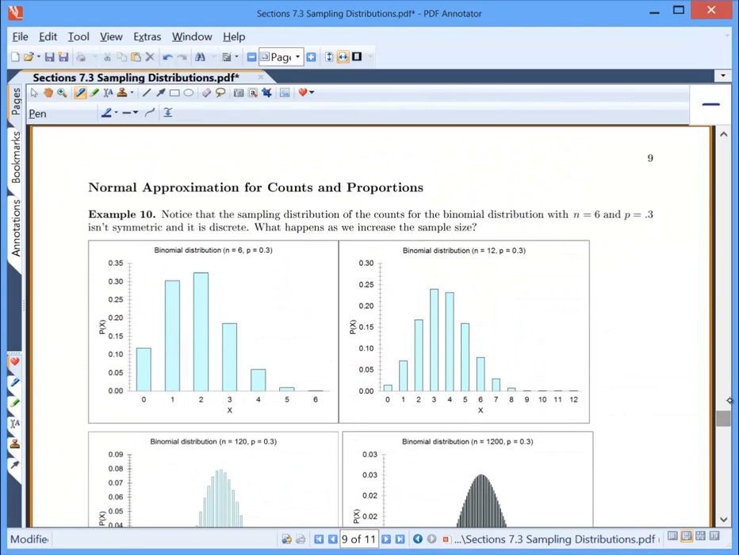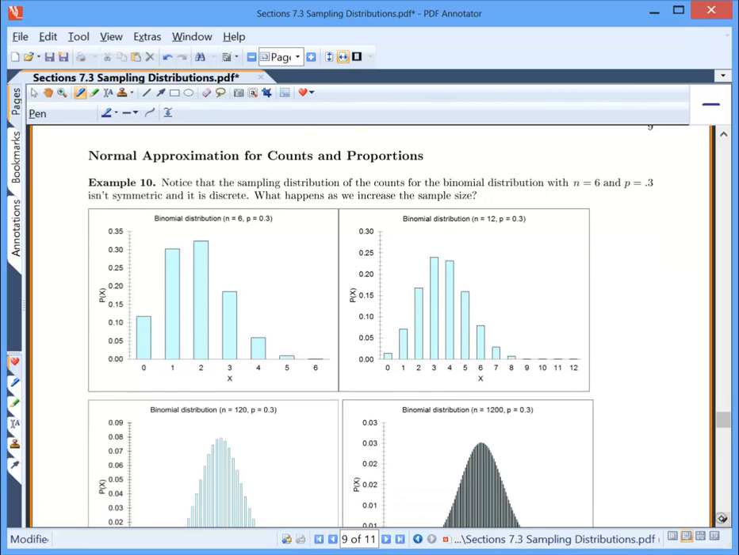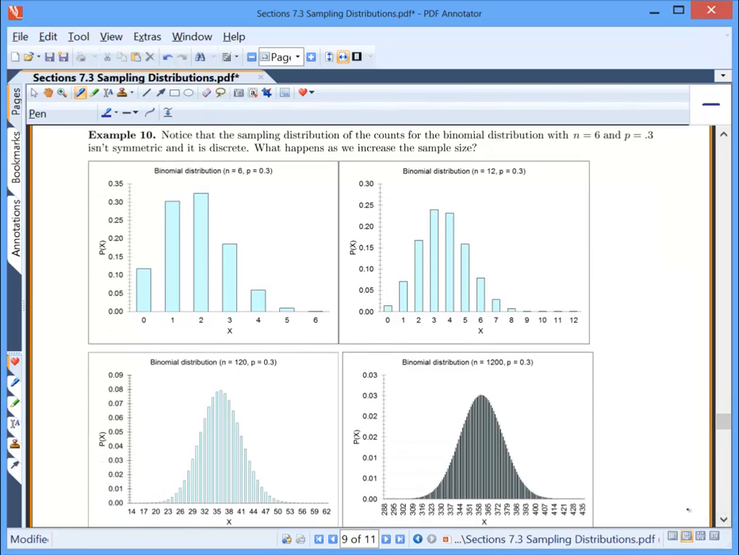Now in this class we've already talked about the normal approximation for counts. So we already knew that our normal distribution can be a good approximation for the binomial distribution. But I just wanted to remind you why.